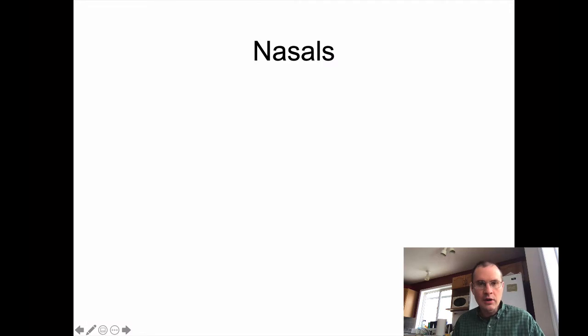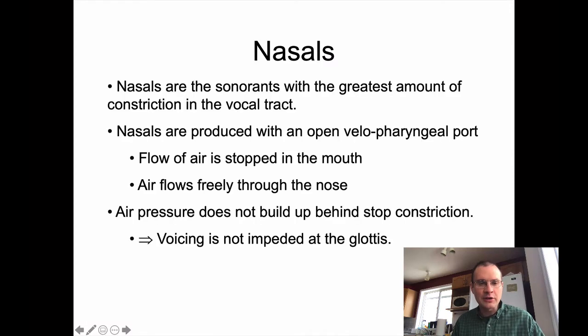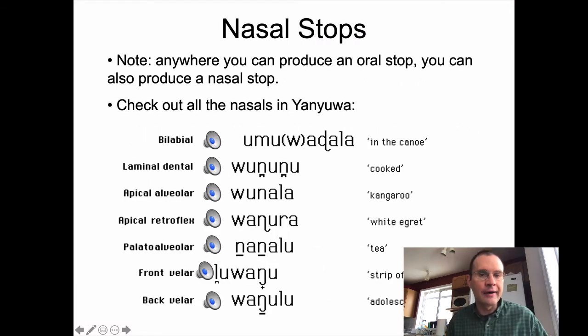So just so you know, like I said, we've talked about how to transcribe nasals and noted that basically anywhere you can produce an oral stop, you can produce a nasal stop as well. There's this language Yanua, an Australian language, which has all of the various different places of articulation for stops and nasals. It has almost all of the nasal stops, except, as I'm looking at this, it doesn't have the uvular one way back here. But we can walk through these.